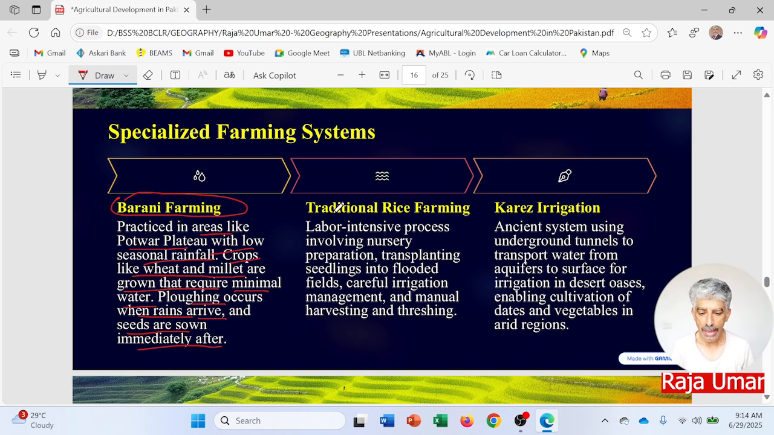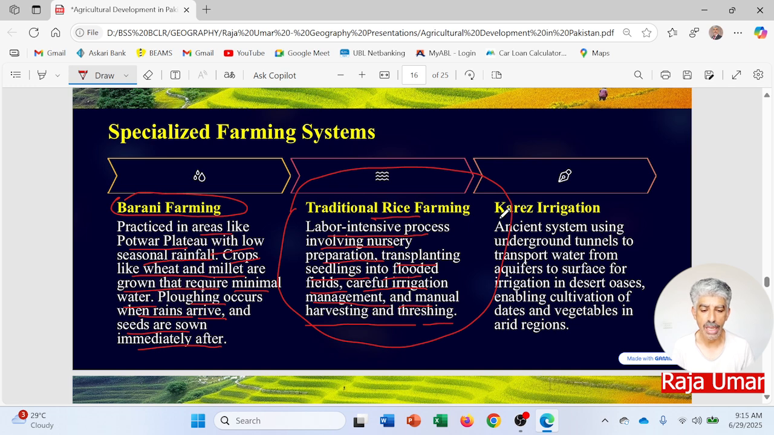Then traditional rice farming, a labor-intensive process involving nursery preparation, transplantation of seedlings into flooded plains, careful irrigation management, and manual harvesting and threshing. It means a lot of labor is applied. As I told you, I will share a link of another YouTube channel in the description of this video, especially for the rice crop from the lesson we conducted yesterday. In that link you will see how differently the rice crop is grown. First the nursery bed is prepared, and the seeds are grown on that nursery bed, and then they become seedlings, about 6 to 9 inches tall plants. They are uprooted from there and transplanted into the flooded field to get that crop. So it is quite a laborious crop to grow.